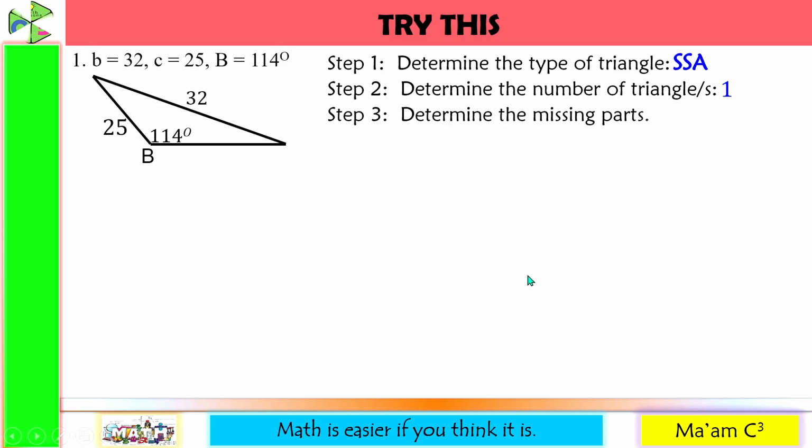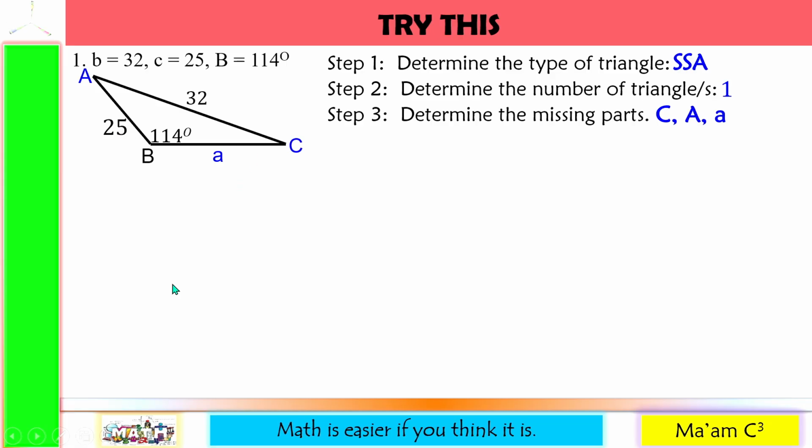Step 3, let us solve for the missing parts. Let us label first our triangle. This is 25. This is side c. So the opposite of 25 is angle C. Let me label this as angle A. So the opposite side would be side a. So the missing parts are angle C, angle A, and side a. Let us start solving. I have here angle B, side c. So the first thing I can solve is angle C.